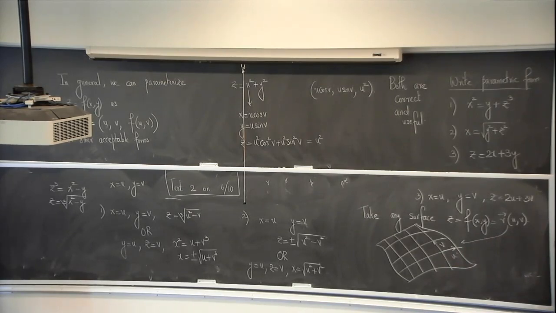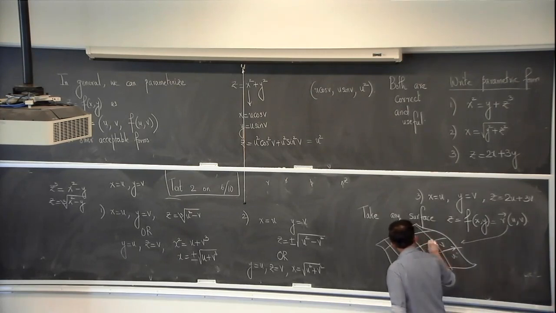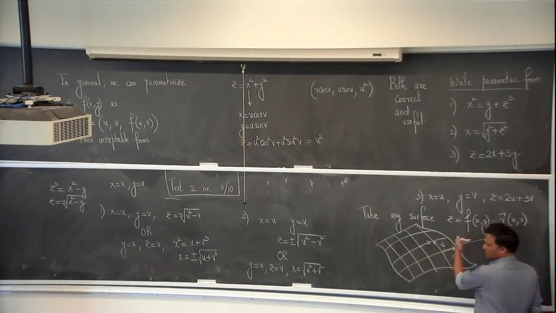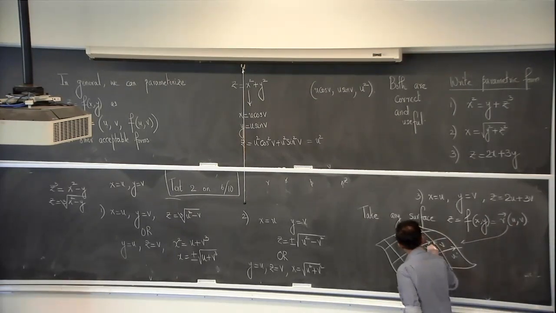Here is one of the facts from your calculus 1. The derivative is always tangential to the curve in calculus 1, or here the partial derivative is going to be tangential to the surface at that particular point. So if you take any particular point here, the partial derivative of r with respect to u will be tangential to the surface at that point. This is r partial u.